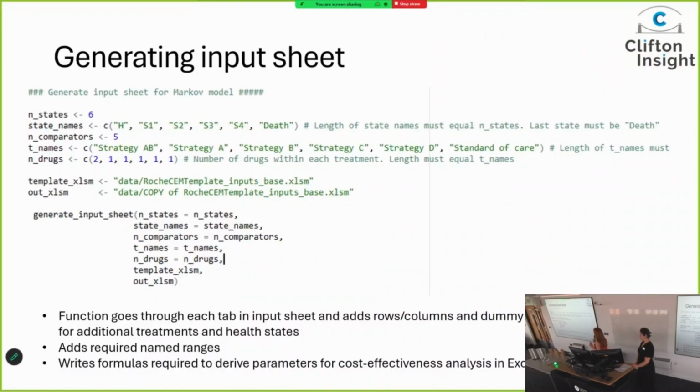And that goes through each of the tabs in the input sheet and adds rows, columns, dummy data for any additional treatments or health states that are needed for their example. It also adds all the named ranges that are needed for running the model in R and Excel. And it also writes the formulas that are needed to derive the parameters for cost-effectiveness analysis in Excel. So anything that's beyond just the raw data, so any processing that's done in R, it writes the formulas to do that processing in Excel as well.